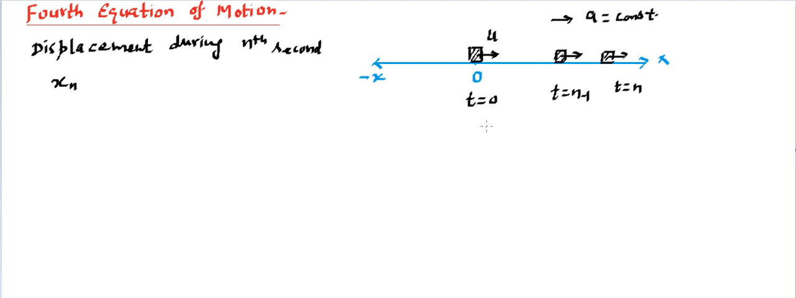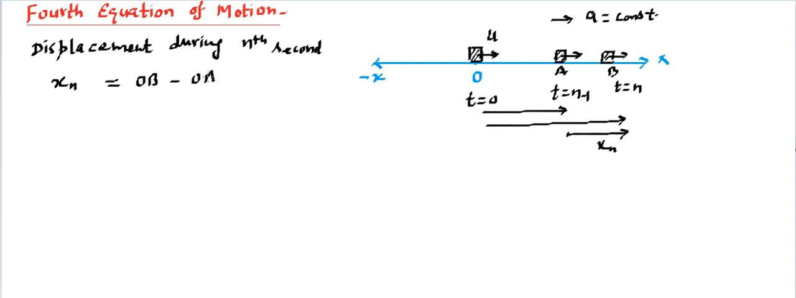So if we measure this distance from here to here, or let's name them, this point is A and this location is B. If we measure OA and if we measure OB, then the difference between the two is known as this one. This is xn. So xn is the displacement during the nth second, that means from A to B. So we can say xn can be written as OB, the displacement in n seconds, minus the displacement in n minus 1 seconds, OA.